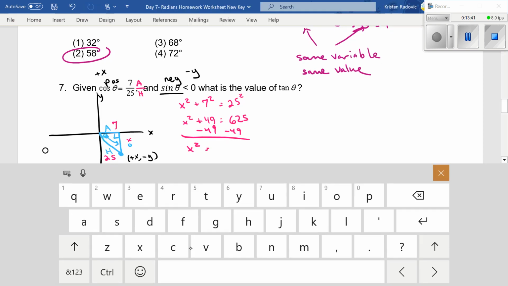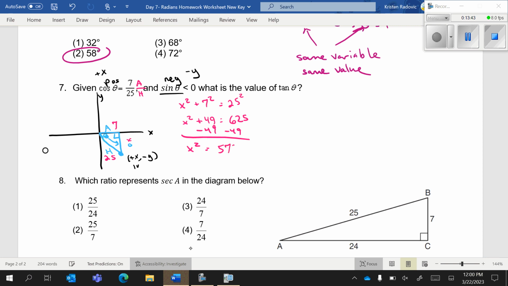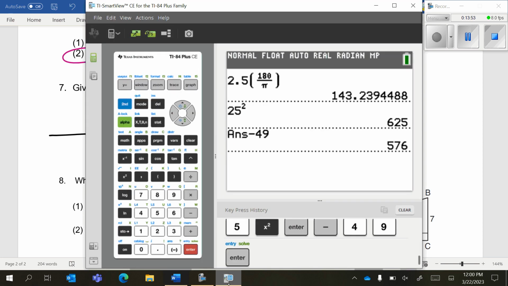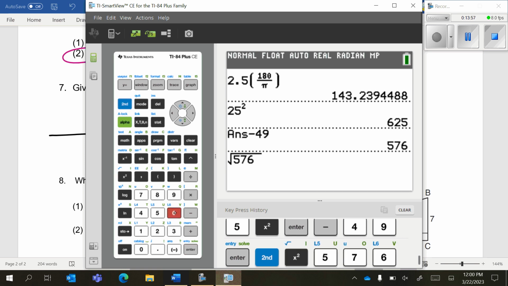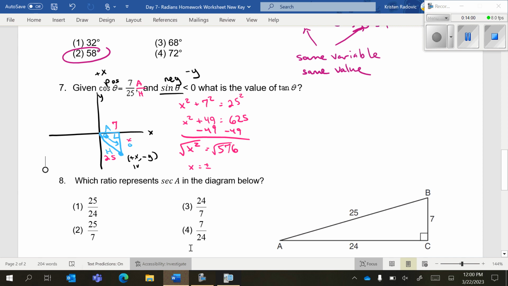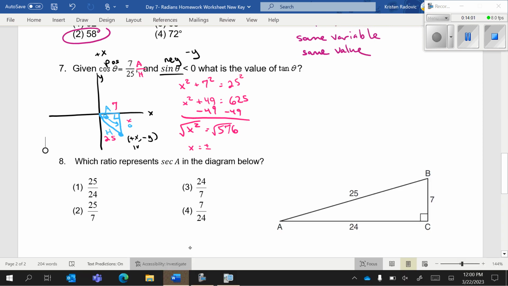Okay, we get 576. When you go take the square root of this, you need a plus or minus. So the square root of 576, let's hope it's actually an answer. Yes, we get 24. So you need to choose whether you're positive 24 or whether you're negative 24. And because we're going downwards, I'm specifically going to choose negative 24.